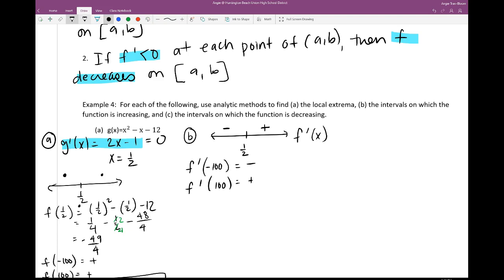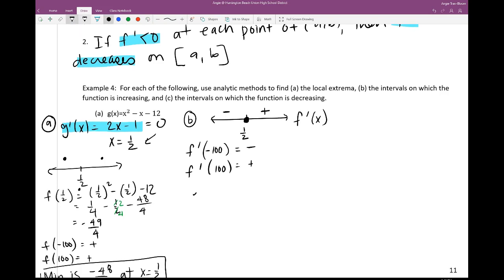Well, I know f prime of 1/2 is 0. So this is right there. How do I know that? I found it right there. So increasing from, oops, I need to do the inclusive symbol. Inclusive 1/2 all the way to infinity.